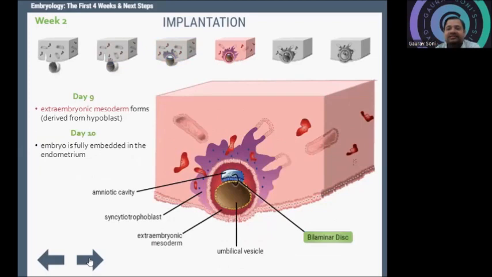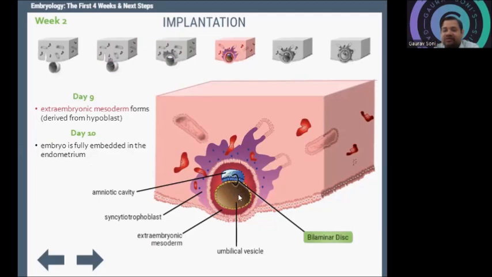Then what will happen? Next day, the extracoelomic or extraembryonic mesoderm will be formed. Extraembryonic is that which will be other than the embryoblast cells. And from day 10, the embryo is fully embedded in the endometrium. That's why, when you have to take when the implantation is going to be complete, it is day 10. And when the implantation is going to start, it is basically the 6th or 7th day.